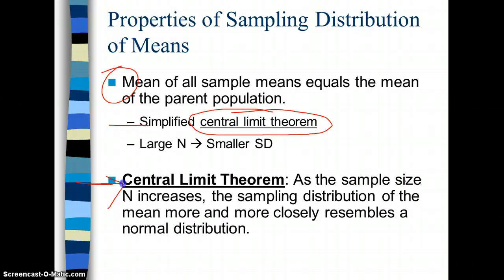That is the central limit theorem. As the sample size n increases, meaning that you have more and more samples drawn from the population that you're taking the mean of, then the sampling distribution of the mean more and more closely resembles the normal distribution.